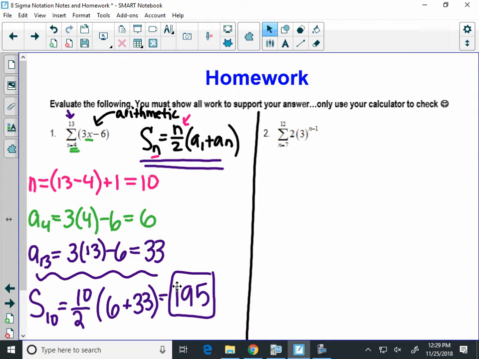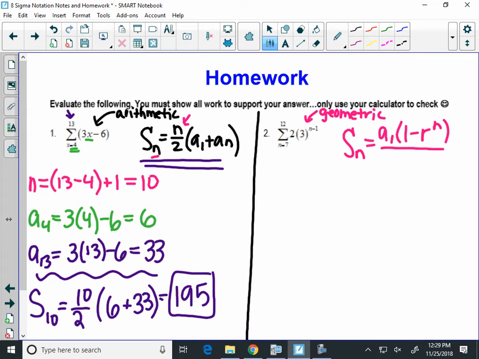For number 2, you have this time a geometric sequence. So ultimately, when you find the sum, you're going to be using this formula. Now, again, to use that formula, I need to know, first of all, n. N, we take our top index minus the bottom index plus 1. Well, 12 minus 7 is 5. 5 plus 1 is 6. So you're adding up 6 terms here.